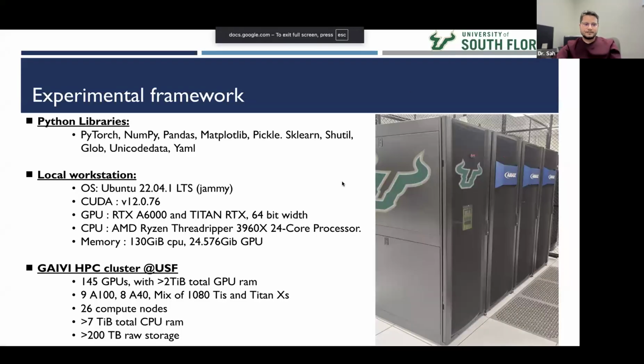So talking about the experimental framework, I developed this in PyTorch, on the Python platform, where I worked on a local workstation which was provided with a GPU and a high-end processor with 130 gigabytes of memory. And it has also been run on the USF GAIV cluster, which comprises 145 GPUs and 7 terabytes of memory.